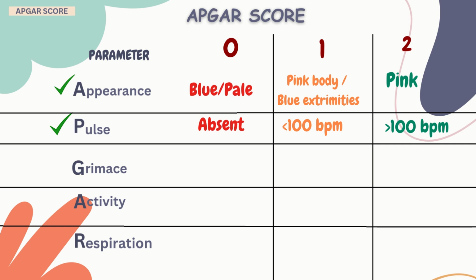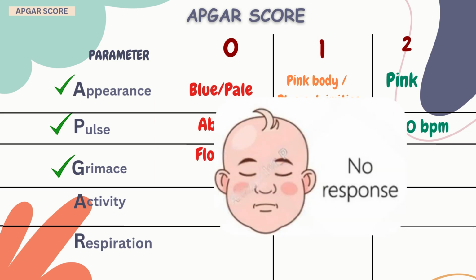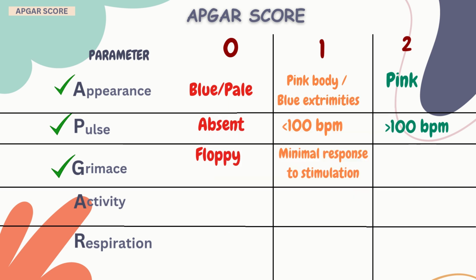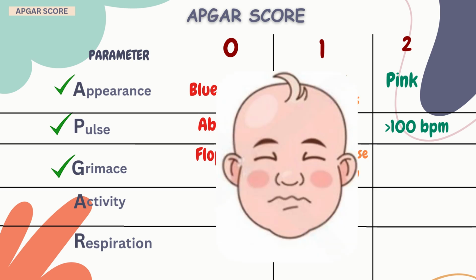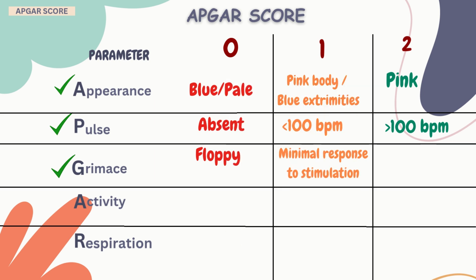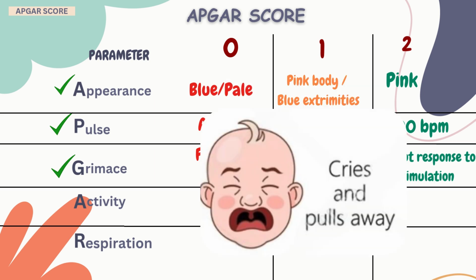The next parameter is Grimace response or reflex irritability. In a neonate with no response to stimulation, the reflex irritability response score given is 0. A neonate with minimal response to stimulation or with minimal grimacing, the score given is 1. In a neonate who cries, coughs or sneezes on stimulation, the score given is 2.